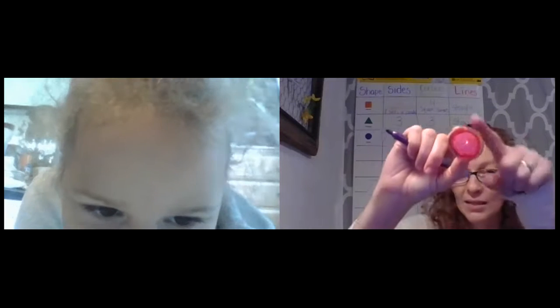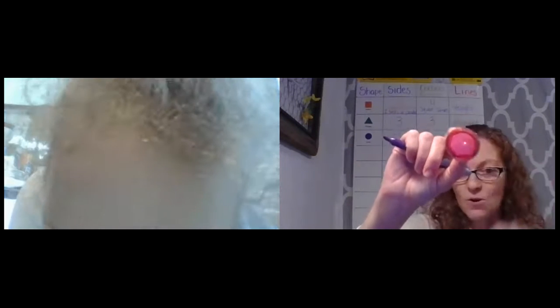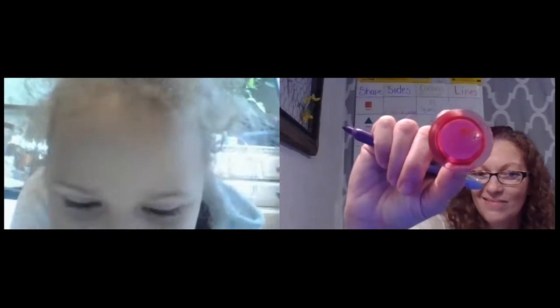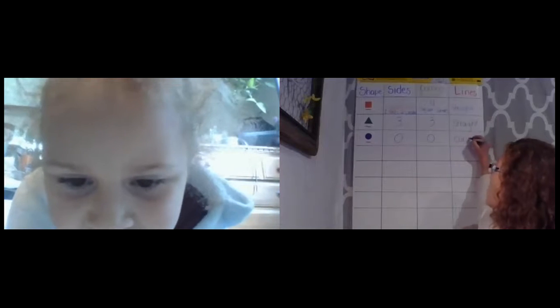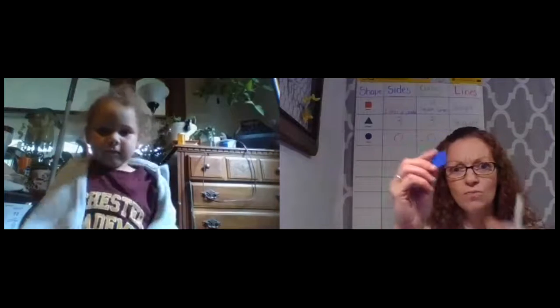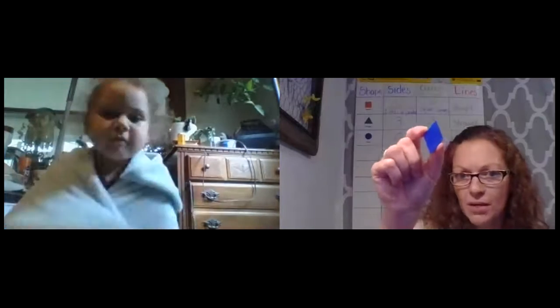All right, look at the lines. Is this a curvy line or a straight line? Nice, it is curvy. We've only had straight lines so far for our square and our triangle. Let's see what other shape we can get. Whoa, what do you think you call this one?